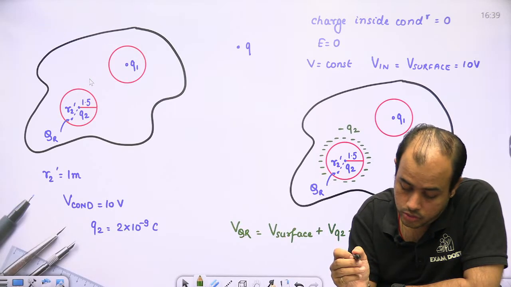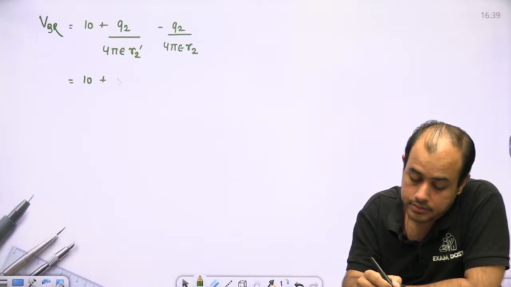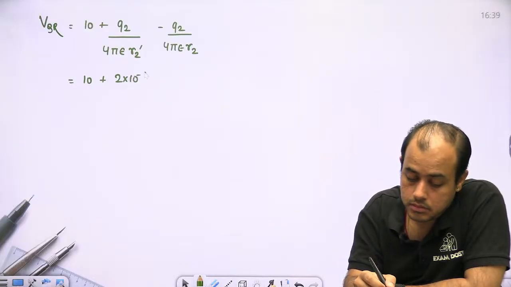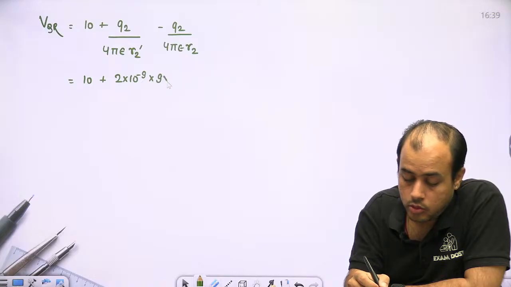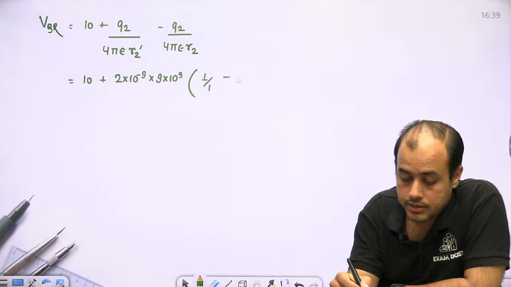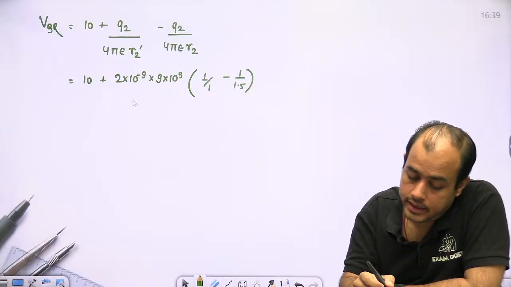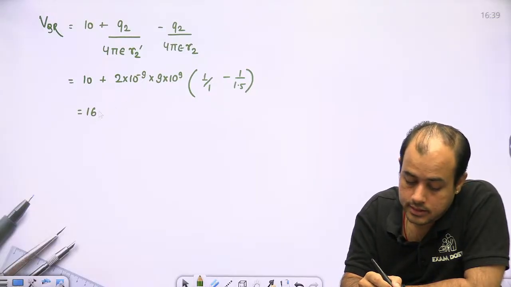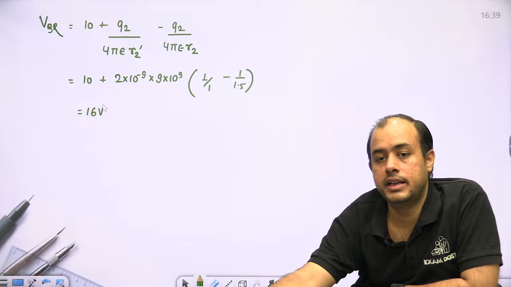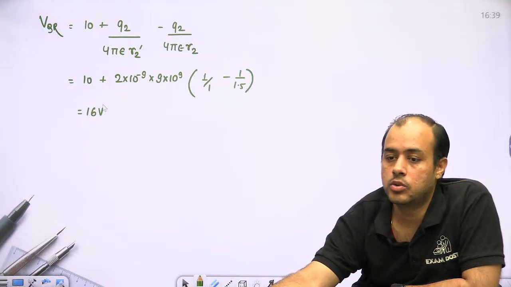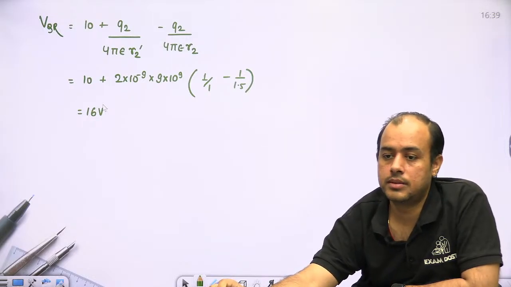Now what is Q2? 2 into 10 to the power 9, 1 by 4 pi epsilon, 1 by R2 dash, minus 1 by R2. So 2 by 3, 1 by 3, 18, 6. So the answer will be 16 volt. Is this clear? 16 volt.